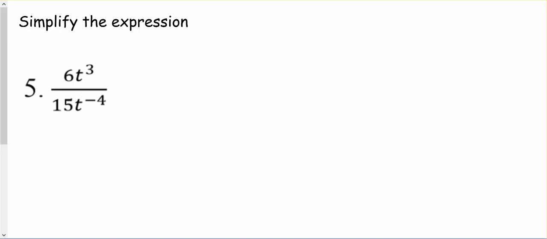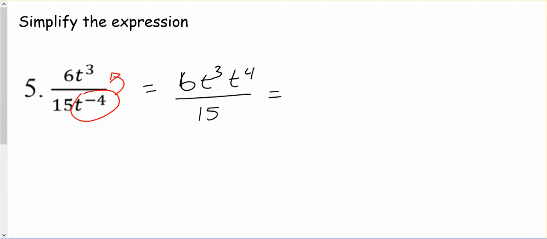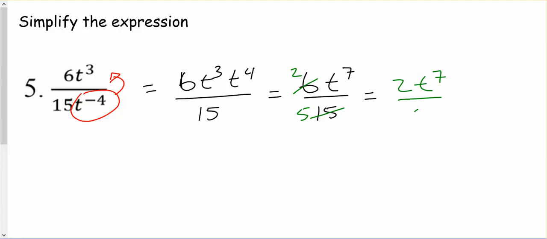Remember, when we have negative exponents, we can just move them across the fraction bar and it makes it positive. So this would be 6t cubed t to the 4th over 15, and t cubed and t to the 4th makes t to the 7th, and then we can simplify 15 and 6. 3 goes into both of those, 3 goes into 6 twice, 3 goes into 15 5 times, so it's 2t to the 7th power over 5.